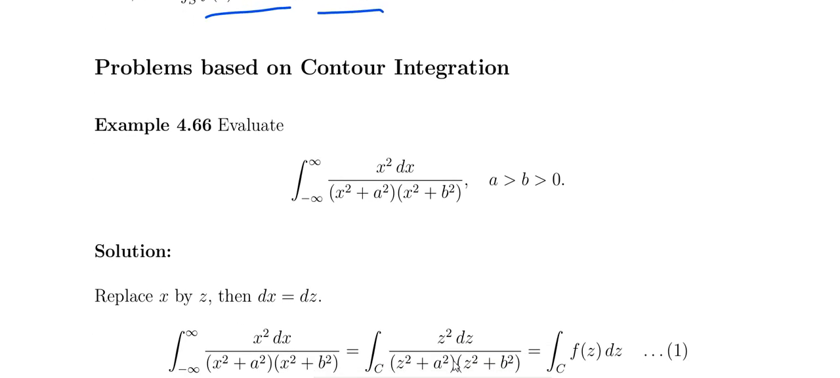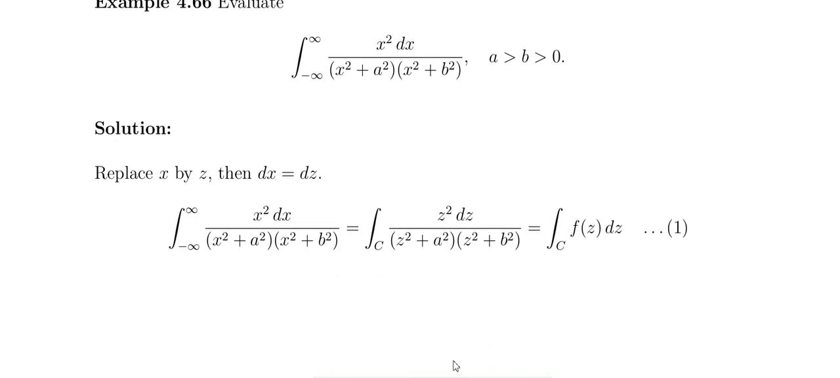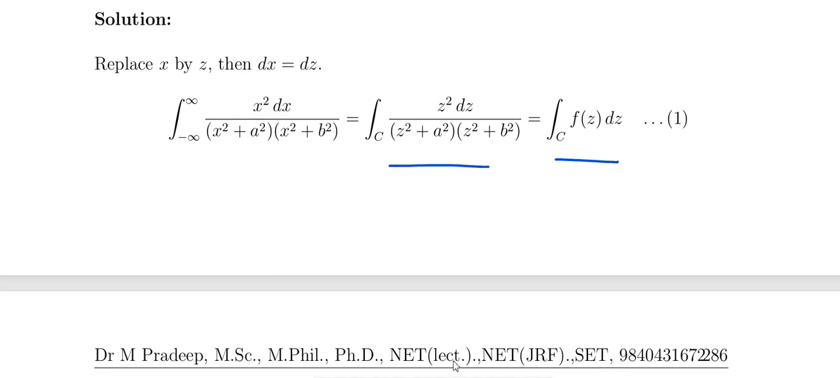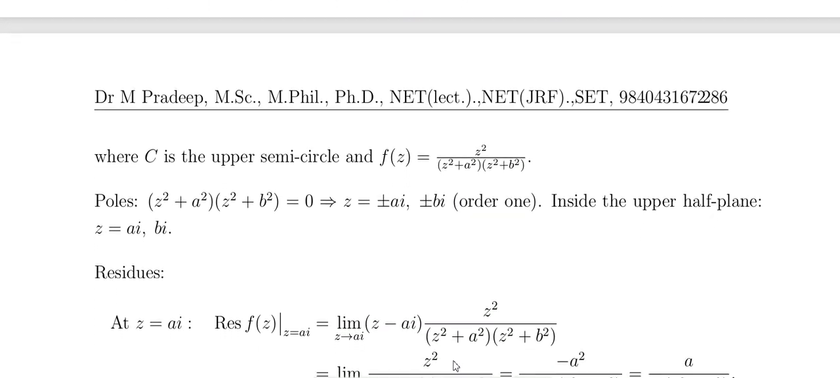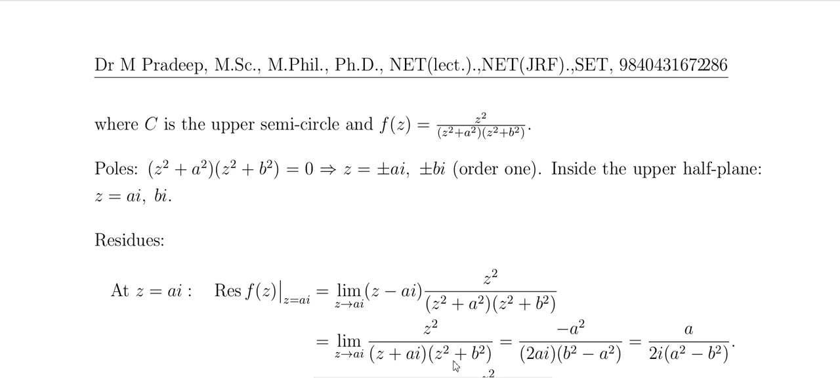And the problem is the integral from minus infinity to infinity of x square dx divided by x square plus a square times x square plus b square, where a is greater than b greater than 0. Just replace x by z, dx equals dz. This is the problem, the integral over C of f of z dz. How do we express C here? C is the upper semicircular contour. That is f of z equal to something.